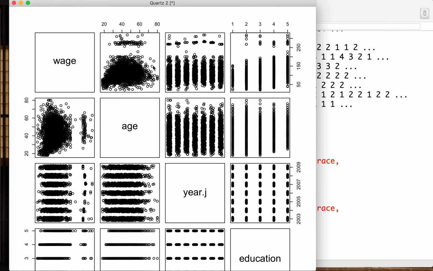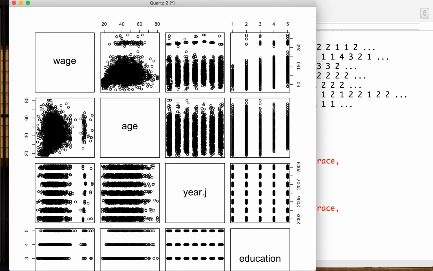So you can see that wage and age have some complicated relationship. In the middle age, we have higher wage, but at the lower age and higher age, we have lower wage. We have also compared the year with wage.